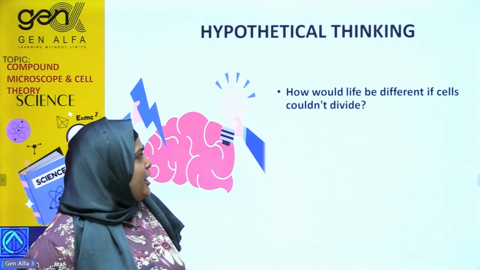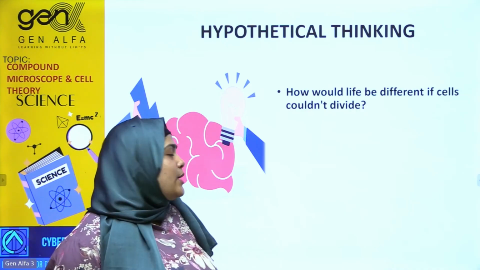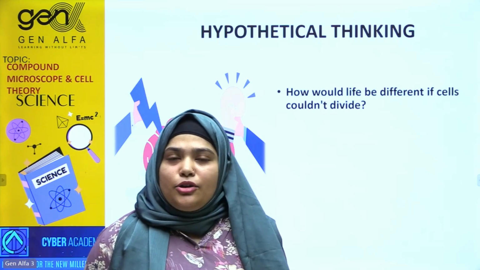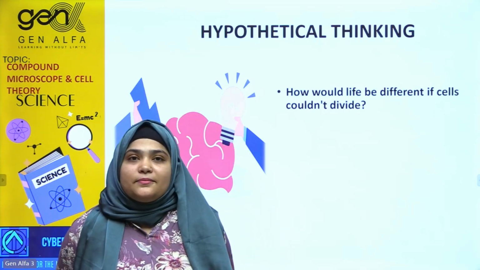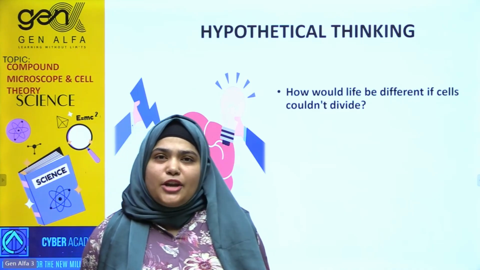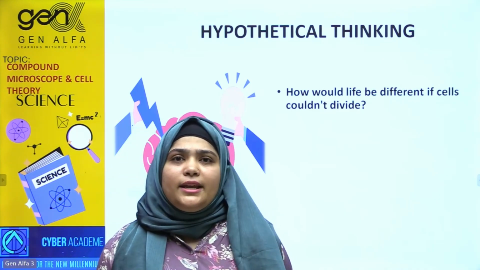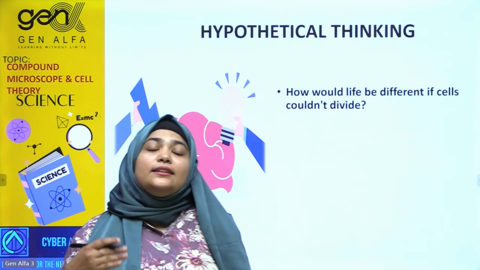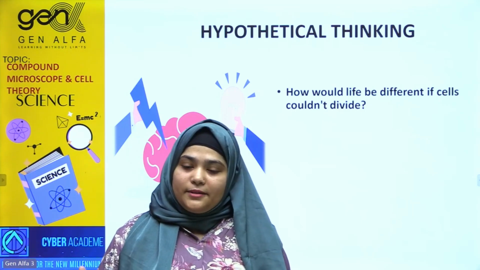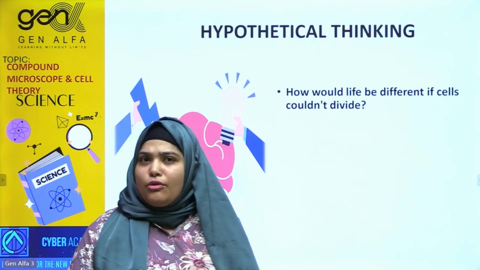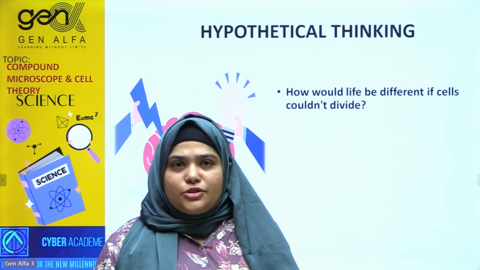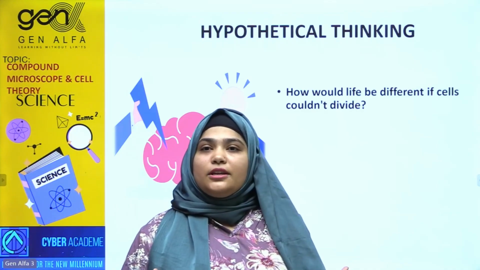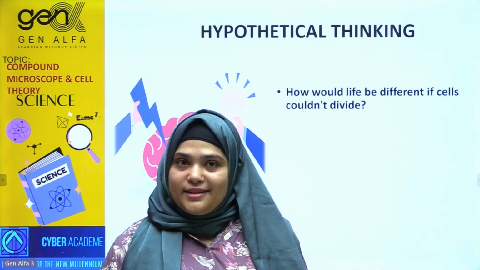Next, how would life be different if cells couldn't divide? What will happen? Growth will be affected. No reproduction will take place. These are the examples, and your body will not work properly. So this is very important that the cell will divide. Clear? So I'm sure that you got the points clear. So students, if you have any issue, any confusion, you can talk to your mentor.